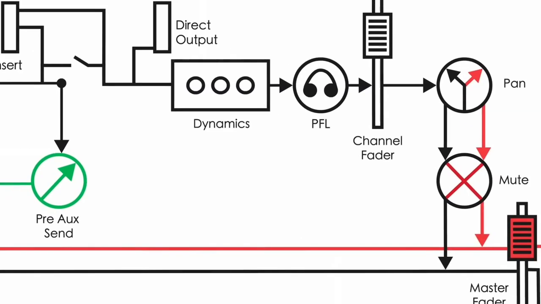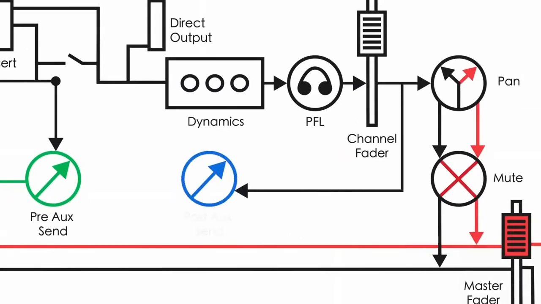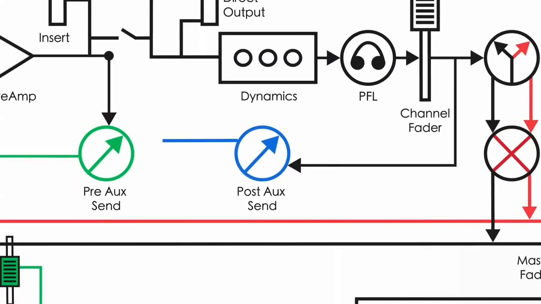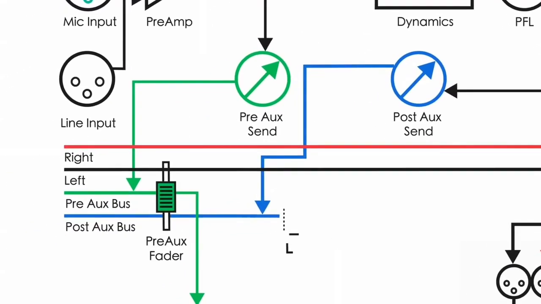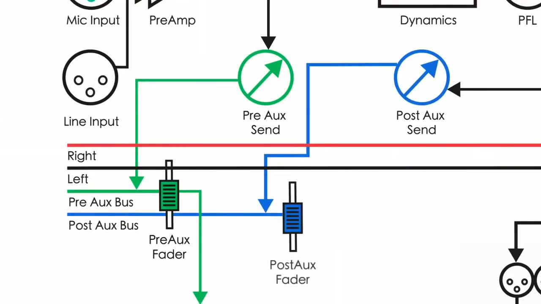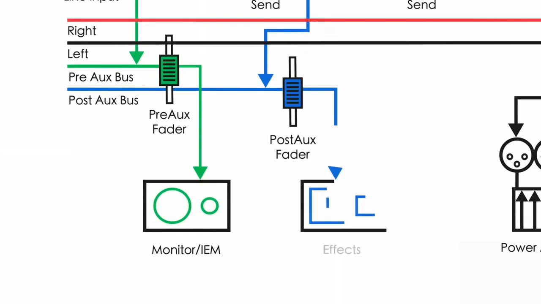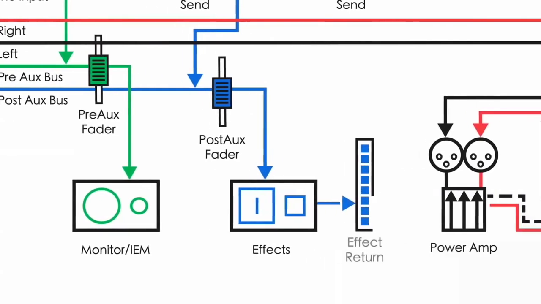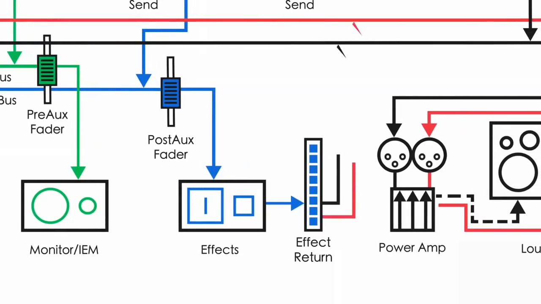Sometimes the signal is also routed through a post-aux send, which comes after the channel fader and routes to the post-aux bus. The post-aux bus is used to send multiple channels to the effects. Common effects include reverb and delay. The effects are then routed to an effect return that sends the signal back to the left and right bus.